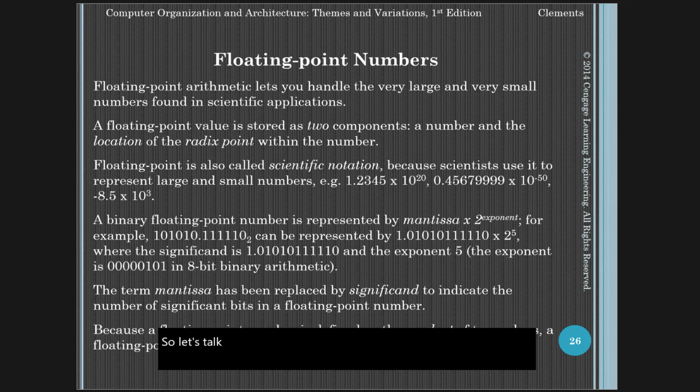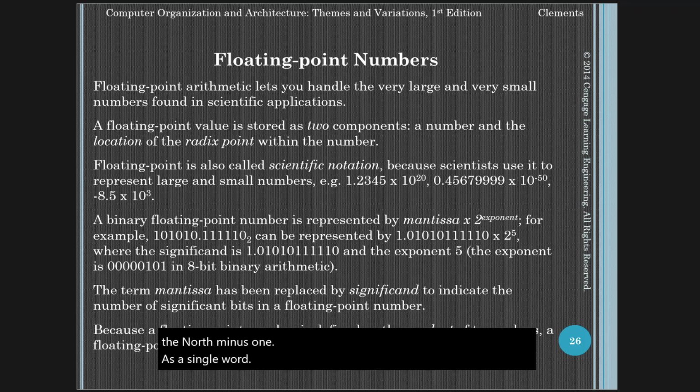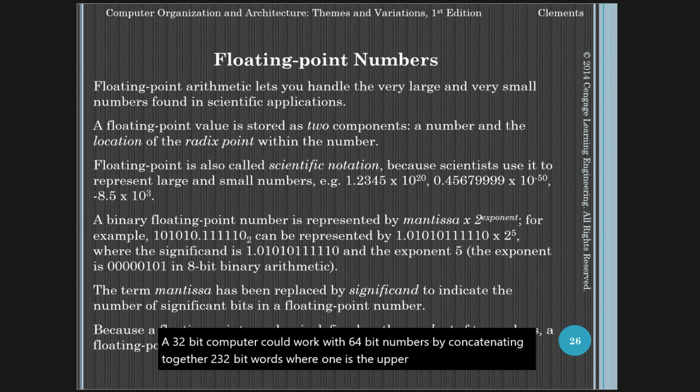So let's talk about storage. A computer with an n-bit word length is capable of handling unsigned integers in the range of 0 to 2 to the n minus 1 as a single word, right? Because no matter what our n-bit word length is, that's what our single word is going to hold. Larger integers can be created by chaining words together. So for example, a 32-bit computer could work with 64-bit numbers by concatenating together two 32-bit words, where one is the upper half of the 64-bit value and the other is the lower half.